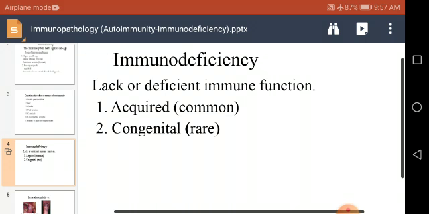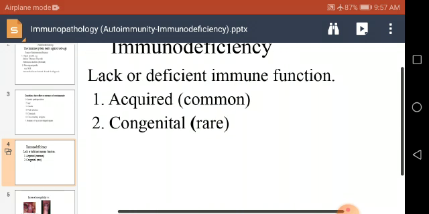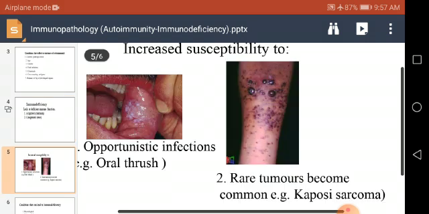Here we come to immunodeficiency. It is a lack or deficient immune function. It can be acquired, which is the more common, and can be congenital, which is rare. In immunodeficiency, there will be increased susceptibility to opportunistic infections, to infections by microorganisms which are not normally causing diseases.